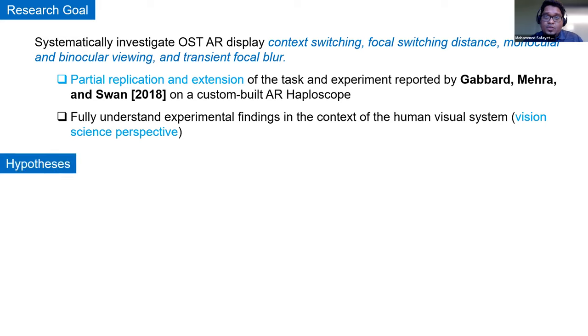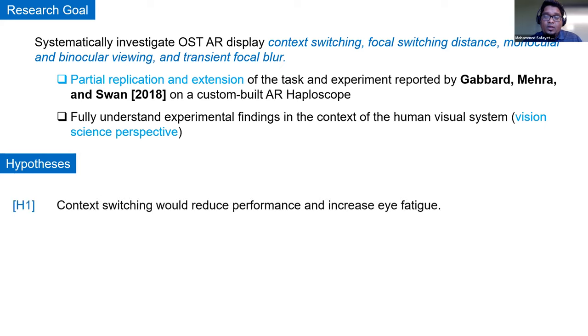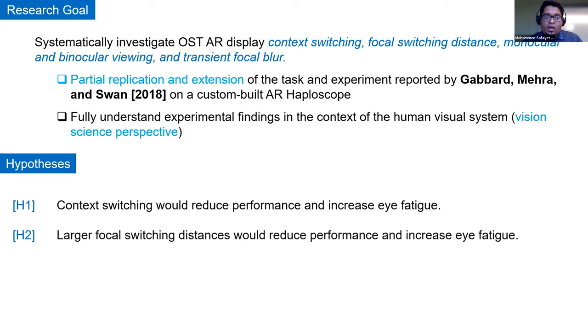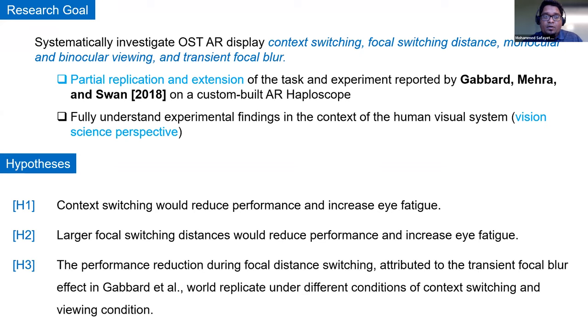So based on this research goal, we set up our hypotheses. Our first hypothesis is that context switching would reduce performance and increase eye fatigue. Our second hypothesis is that larger focal switching distance would reduce performance and increase eye fatigue. Our third hypothesis is that, consistent with the previous findings, this transient focal blur effect would further reduce performance, and it will be found across all the conditions of context switching and focal distance switching.